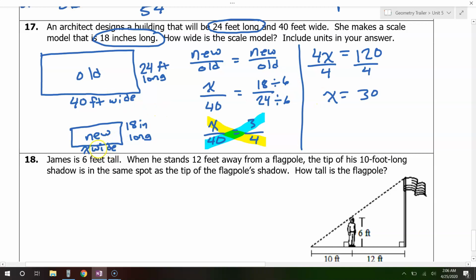Okay, so we're supposed to find out how wide it is. Remember, the model is in inches, so don't forget the units. So the model is going to be 30 inches wide.